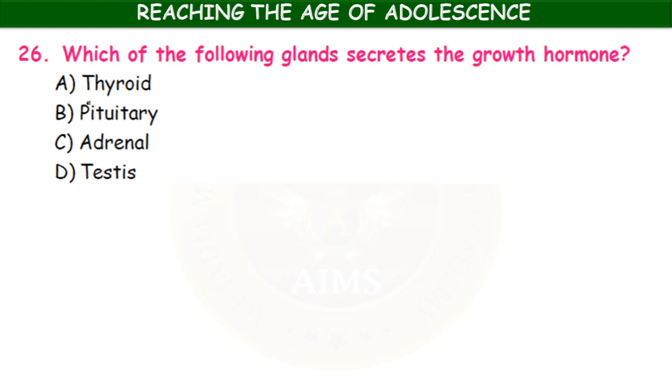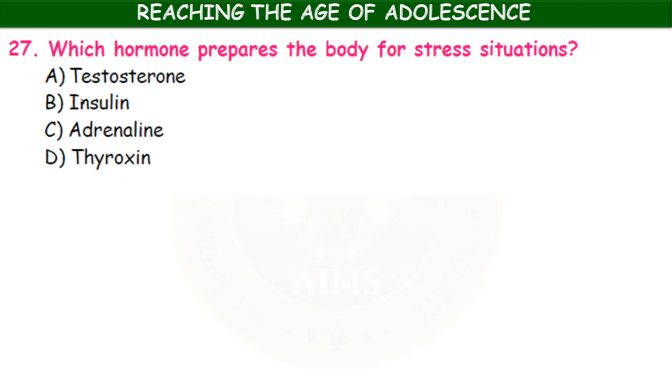Which of the following glands secretes the growth hormone? Thyroid, pituitary, adrenal, testis. Growth hormone is secreted by the pituitary.